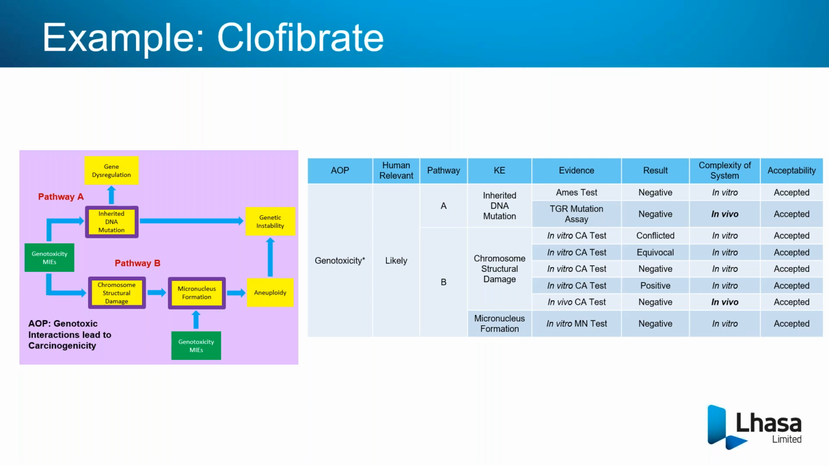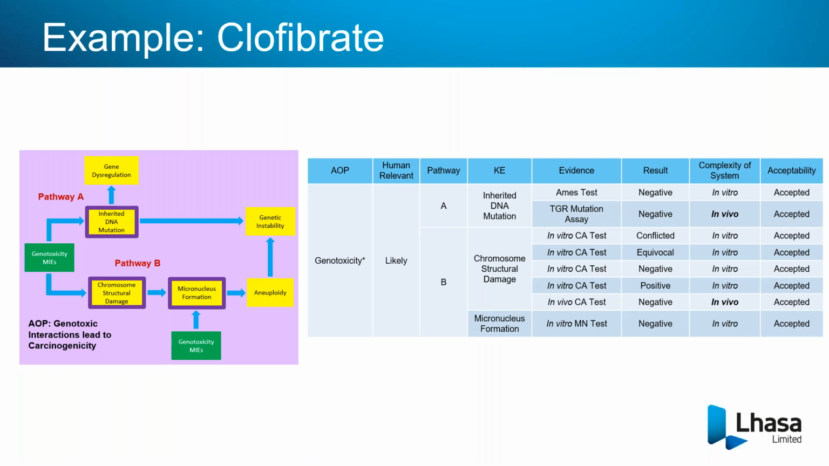On pathway A, there's 1 key event and it has 2 results associated. Both are negative, so it's easy to come to a conclusion as to its activity. For the chromosomal structural damage on pathway B, there are multiple data, and there's also a mix of results. Potentially we could take a very conservative view, that if there's any positive data at all, that could give an overall outcome of positive for the key event.